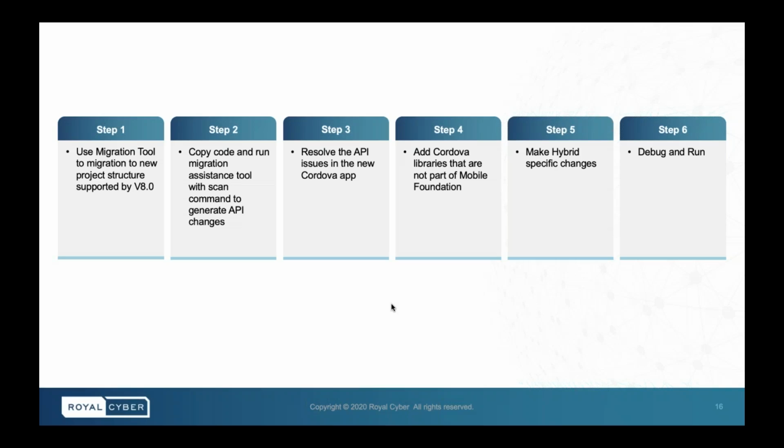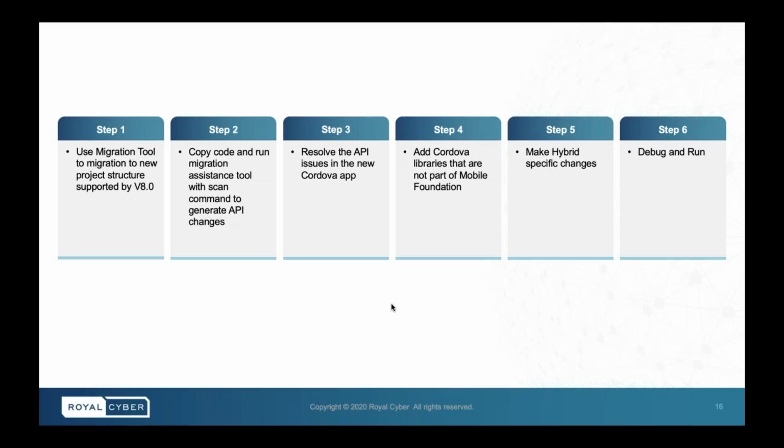The migration assistant tool generates a report that shows what API issues there are, what APIs are outdated, and what changes we need to make in order to finish the migration. So we're going to show you how to resolve API conflicts, because many of the APIs have changed in V 8.0, and many of the methods and APIs have been deprecated. Without code level changes, the application cannot work in the newer version.